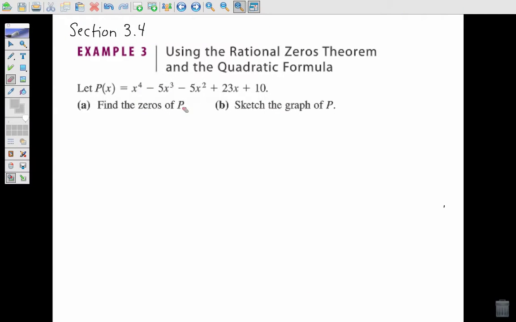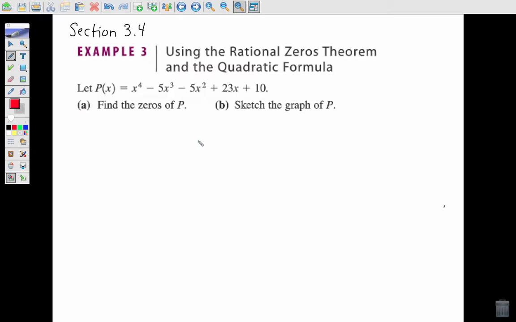Okay, so continuing with section 3.4, we're going to use the rational zeros theorem and the quadratic formula to find all zeros and sketch the graph of the given polynomial. The rational zeros theorem helps us to find all of the rational zeros. There can be other irrational zeros, for which we're going to use the quadratic formula. But we want to start by finding the rational zeros.